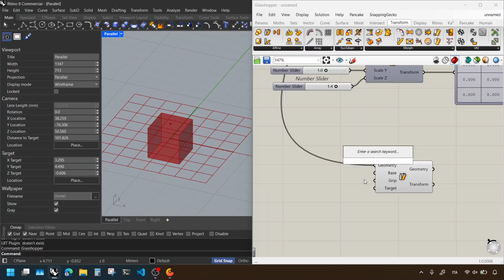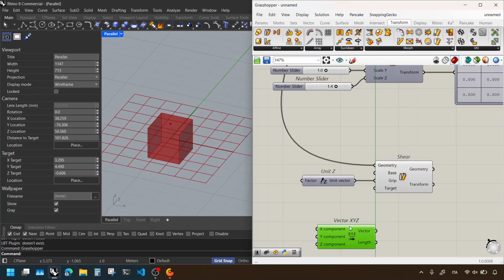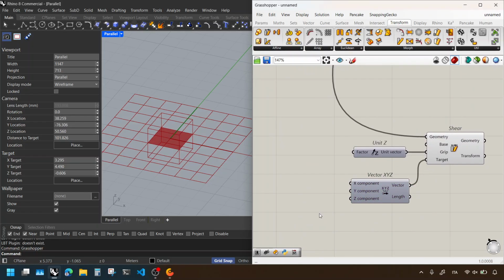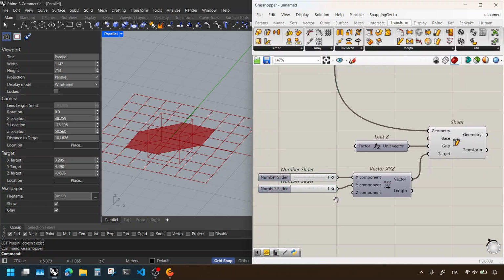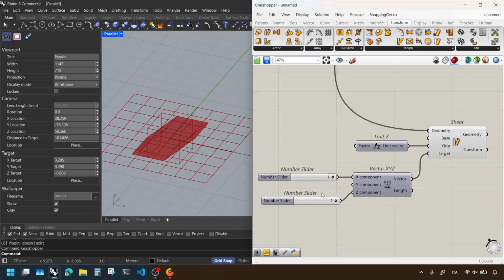The grip is a vector which is perpendicular to this plane. In this case, it's unit z, because it's just the z-axis, and then the target is where the z-axis will go after the transformation. So let's define a vector, and we will put x component 1, y component 1, and the z component 1 as well. Actually, on y we need 0.